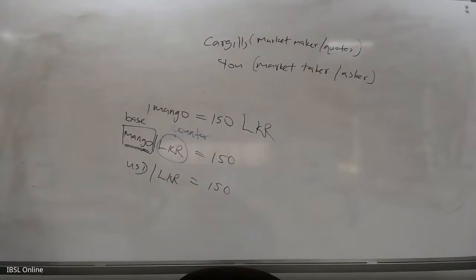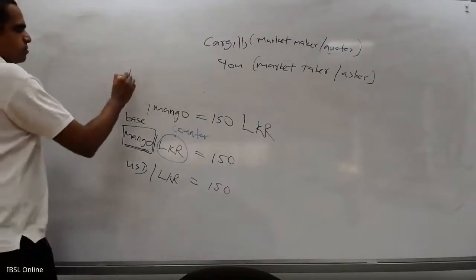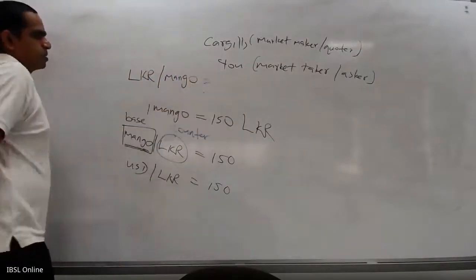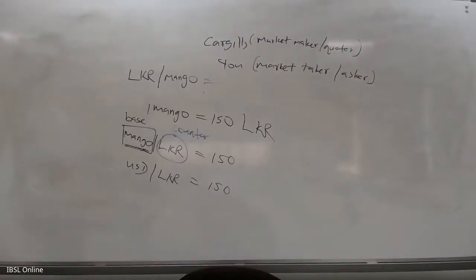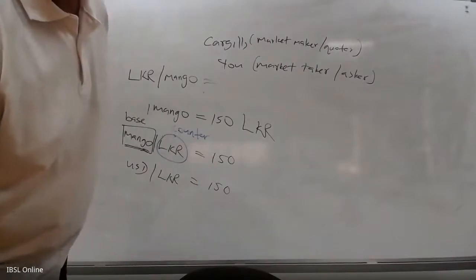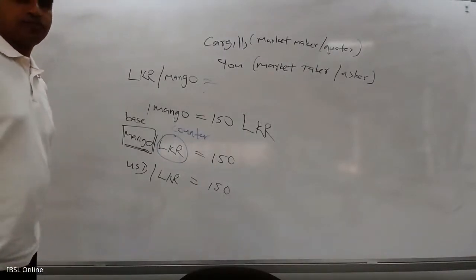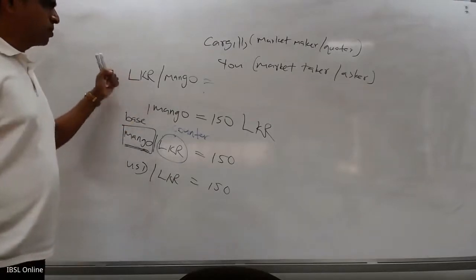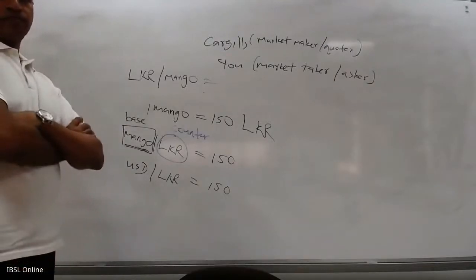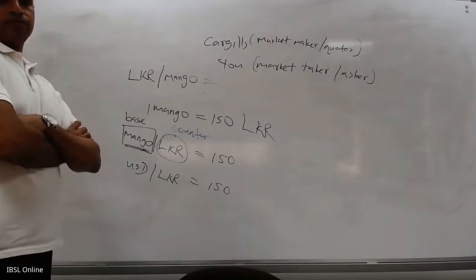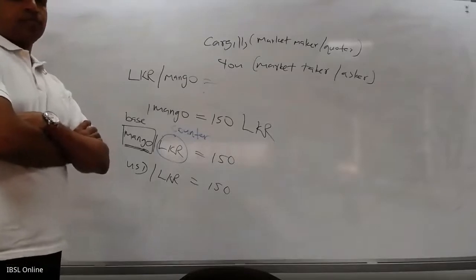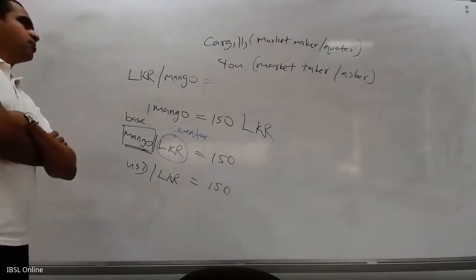Okay. Now, what if I say rupee against mango? Is this wrong? Is it wrong or right? Can I say 1 rupee in terms of mangoes? Is this expression correct or is it wrong? Rupee against mango. Can I write this way? Of course I can. I can say 1 rupee in terms of mangoes.